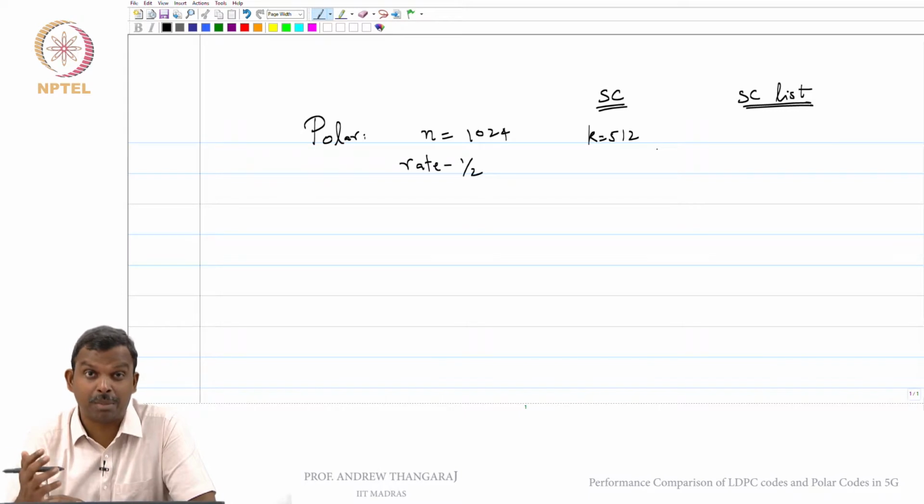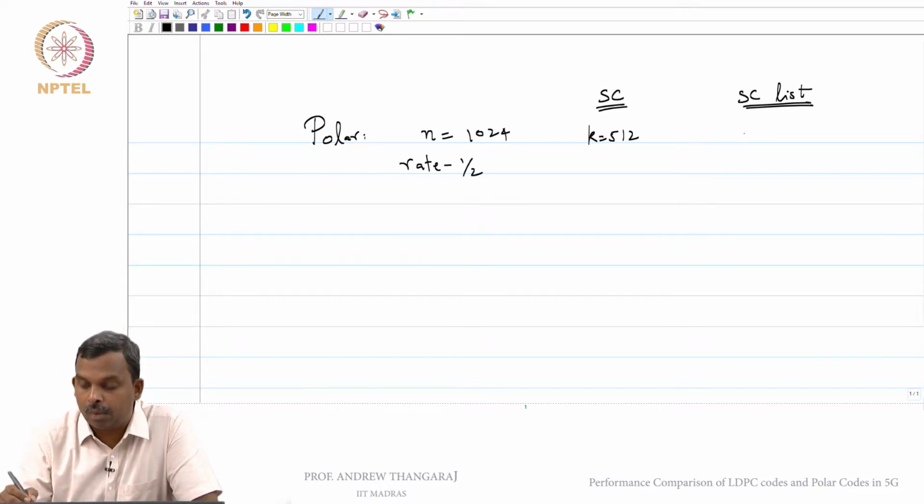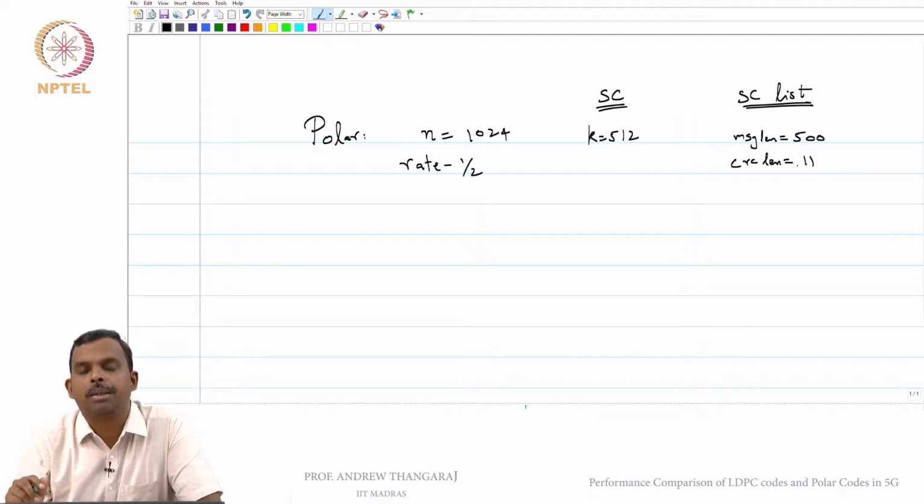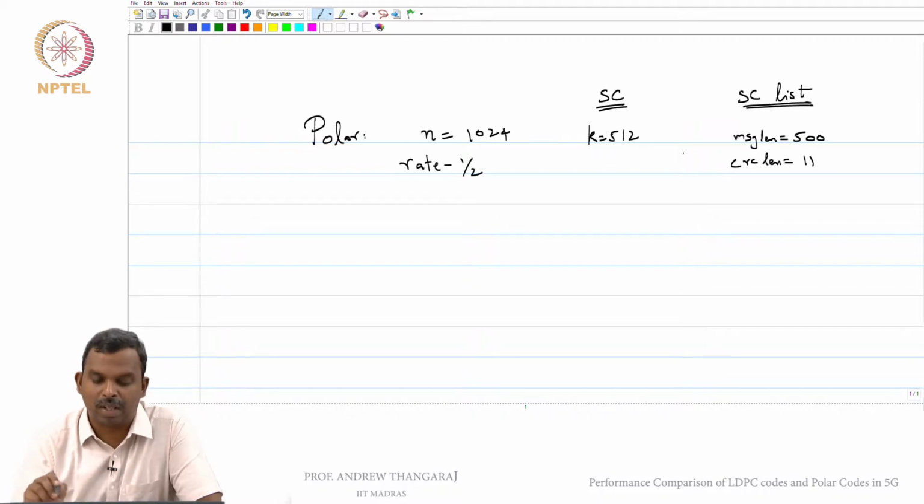The standard specifies multiple lengths of CRC. What we are going to do is take the message length to be 500, and then the CRC length to be 11. 11 is one CRC polynomial which is there in the 5G standard, so we'll pick from there. So you see the total length is 511, and this is roughly comparable.